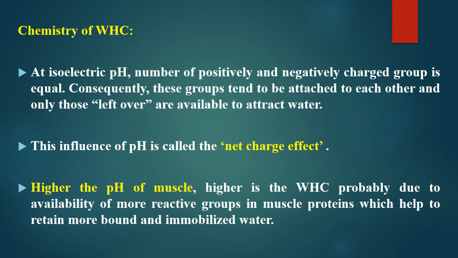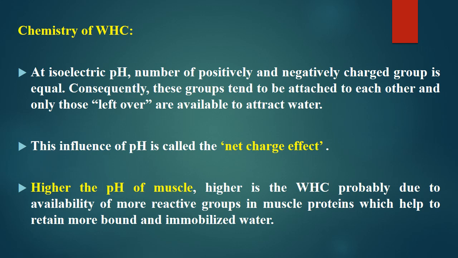So here, once again, we will understand about the isoelectric pH and water holding capacity. At isoelectric pH, the number of positively and negatively charged groups is equal. Consequently, these groups tend to be attached to each other, and only those left over are available to attract water. So at isoelectric pH, the net charge is 0, and hardly any reactive group is available for holding the water. This influence of pH on water holding capacity is called the net charge effect.